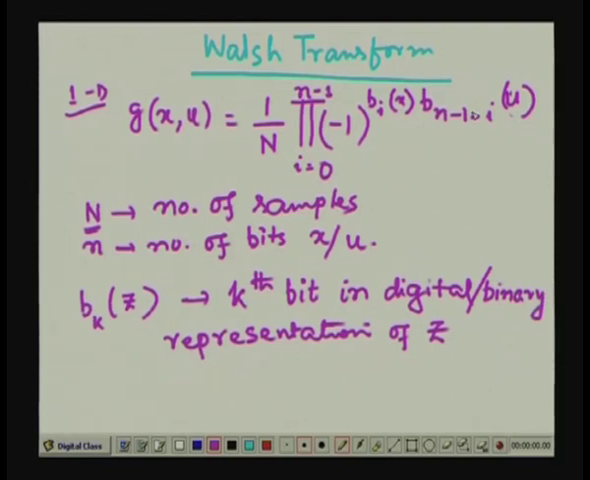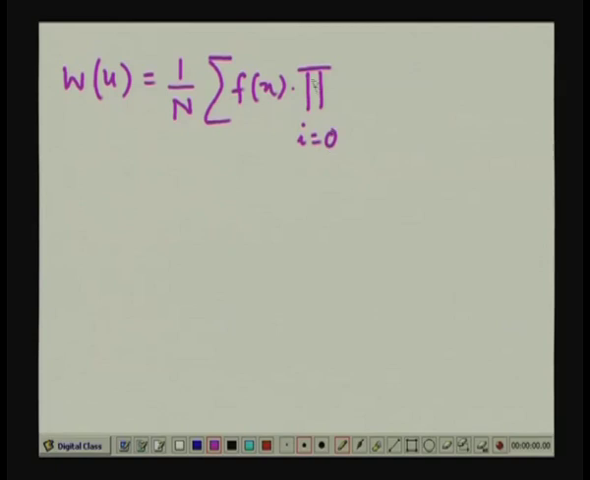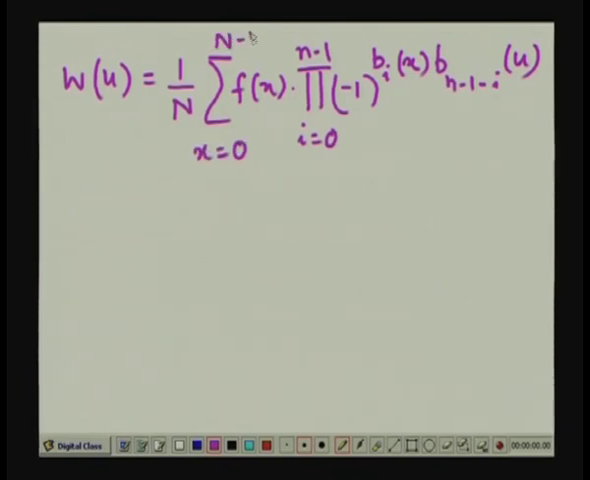So, that is the interpretation of b I x. So, using this, the forward discrete Walsh transformation in case of one dimension will be given by W u equal to 1 upon capital N summation f x into product I equal to 0 to lowercase n minus 1 of minus 1 to the power b I x into b n minus 1 minus I u, where x varies from 0 to capital N minus 1.